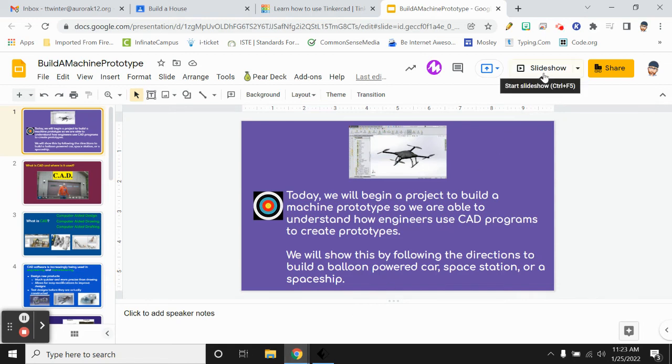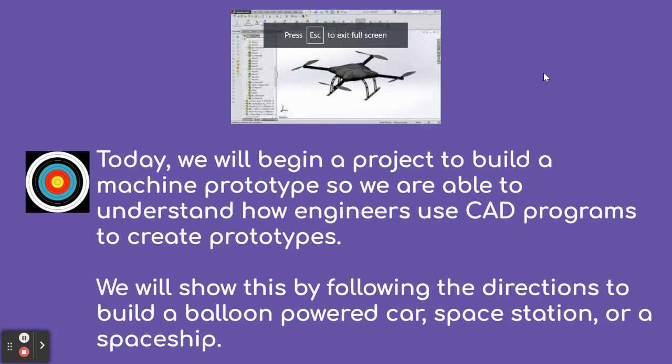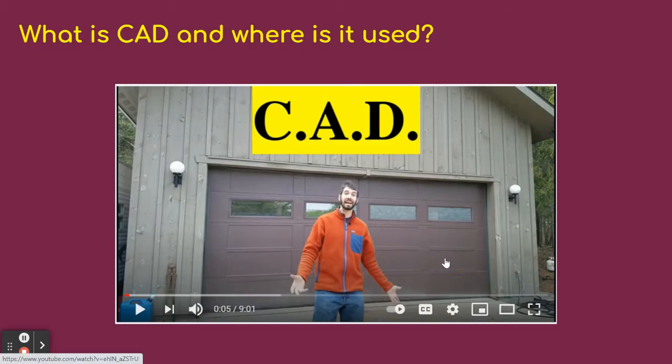All right, in this video, I'm going to go over the expectations for a Build a Machine Prototype assignment for the CAD class. So our learning target would be today we'll begin a project to build a machine prototype so we're able to understand how engineers use CAD programs to create prototypes. We will show this by following directions to build either a balloon-powered car, a space station, or a spaceship. So you'll have some choices on this project.